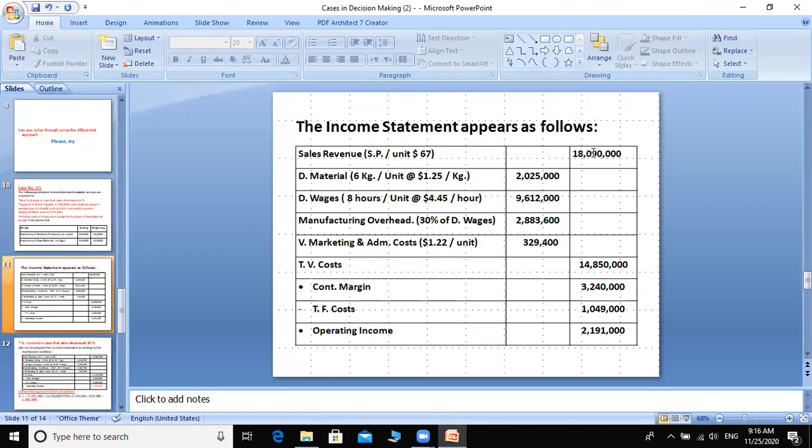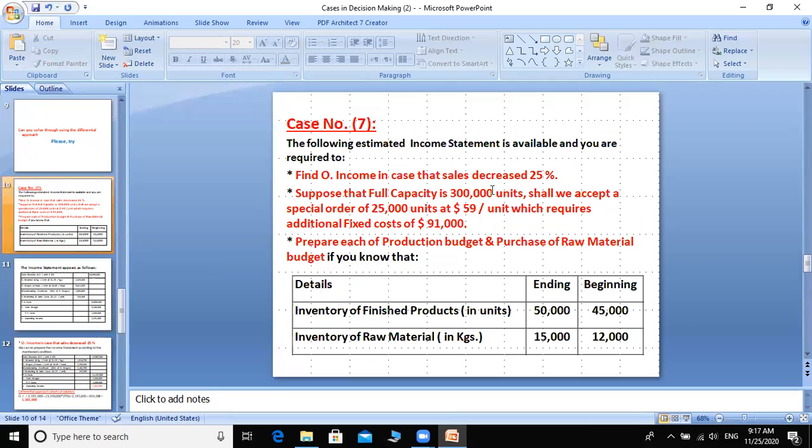Dividing the sales value by the sale price per unit gives me the number of units sold. It will equal 270. But my capacity is 300, so I have 30,000 unutilized capacity. So if there is a special order of 30,000 or less, that is 25, I can produce without bearing any fixed cost. So I will bear the variable cost only.